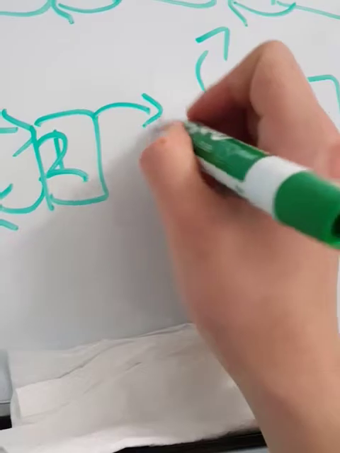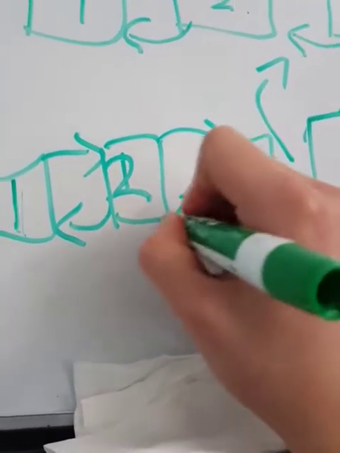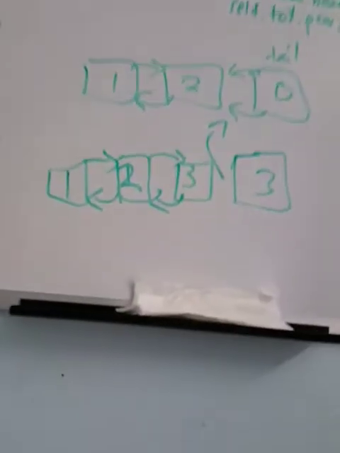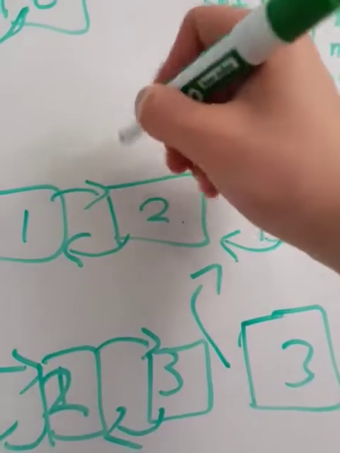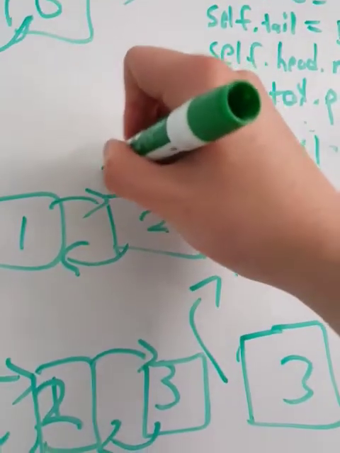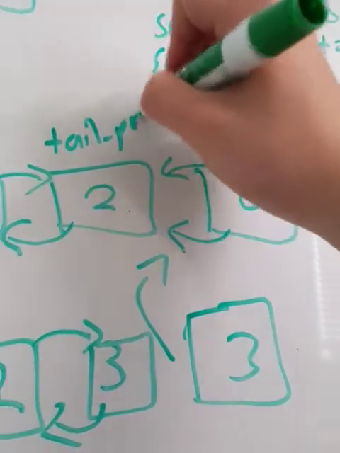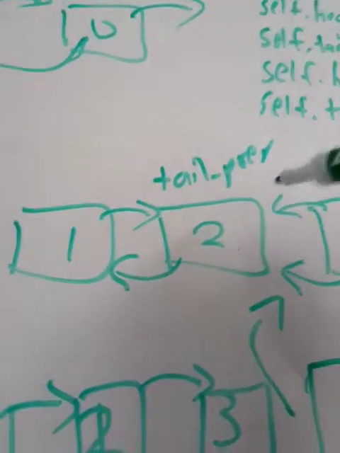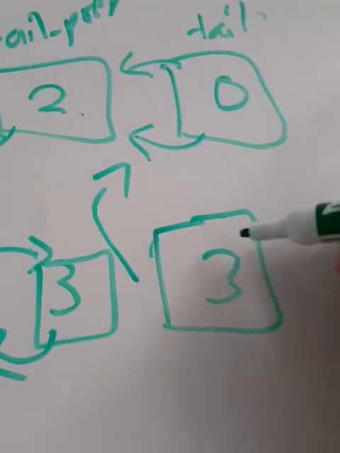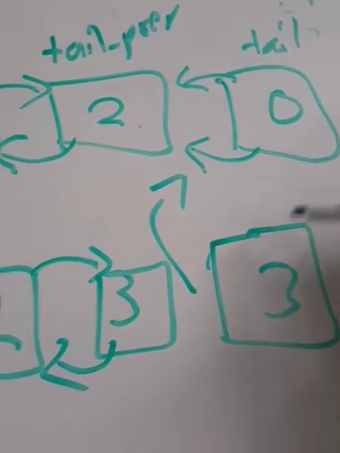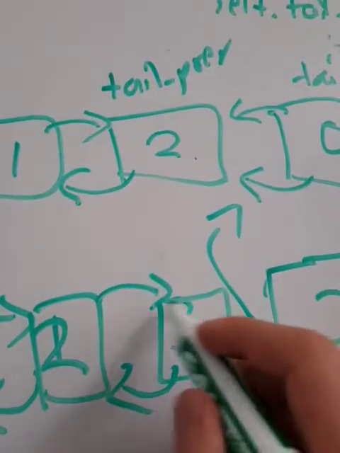2 should point to 3, 3 should point to 2, and then I'm running out of space. But then the 3 should point to the tail, and the tail.prev should point to the 3, right? So right now tail.prev is equal to 2 here. So all we need to do is set tail.prev.next equal to the node that we're inserting, which would give us this.